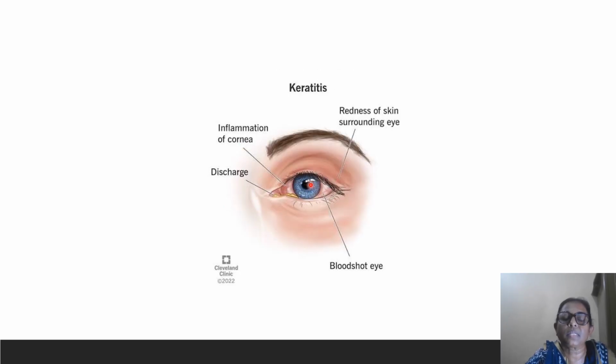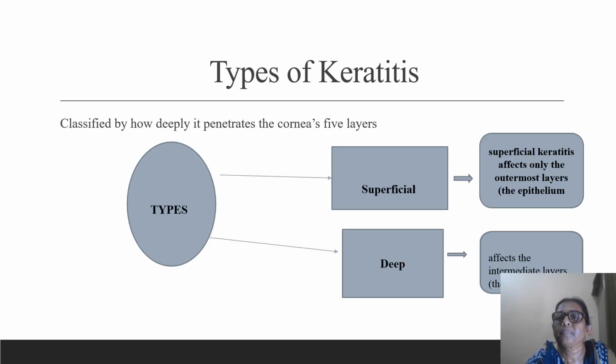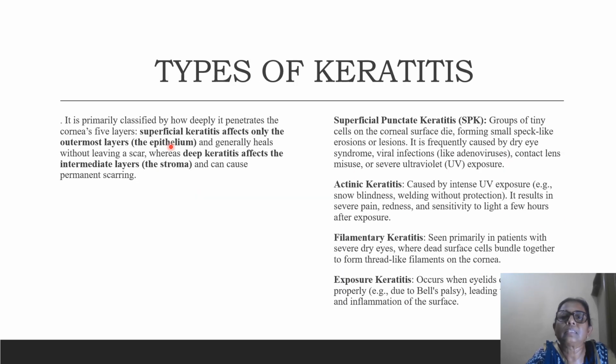Here you can see in this diagram, there will be inflammation of the cornea, redness of the skin surrounding the eyes, and you can see the bloodshot eye. Types of keratitis according to the layers of the cornea involved: superficial and deep. Superficial keratitis affects only the outermost layers, the epithelium, and deep keratitis affects the intermediate layers, the stroma.